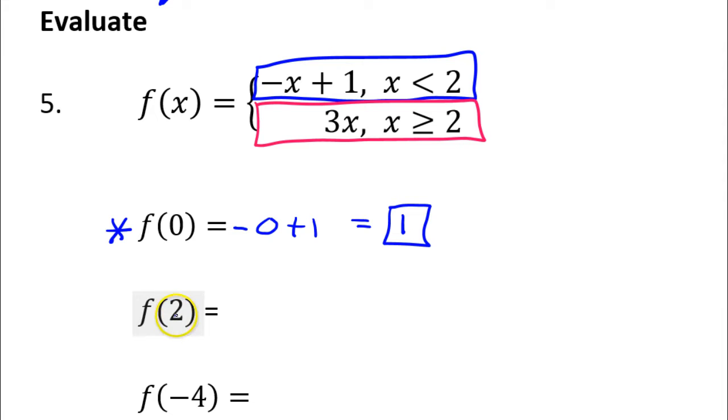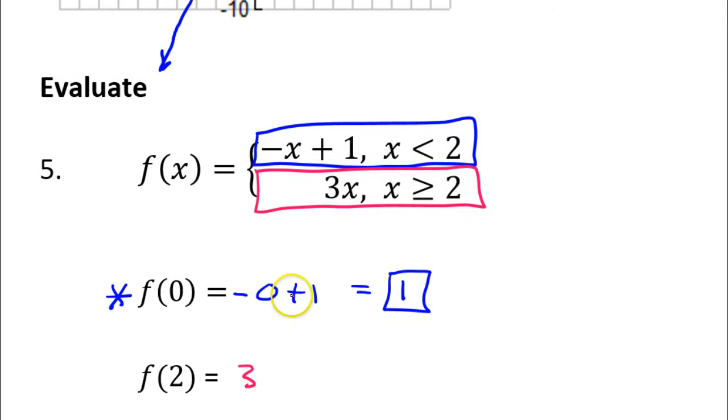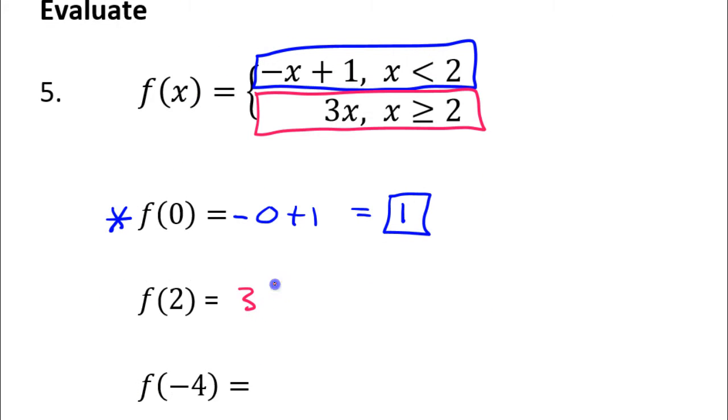Alright, now what if x is 2? Alright, if x is 2, is that less than 2, or is that greater than or equal to 2? Obviously 2 is equal to 2. So therefore we're going to use the pink part of the function, which says 3x. So that means we'll do 3 times 2. And of course that's just going to make 6. Alright, we did the pink part.